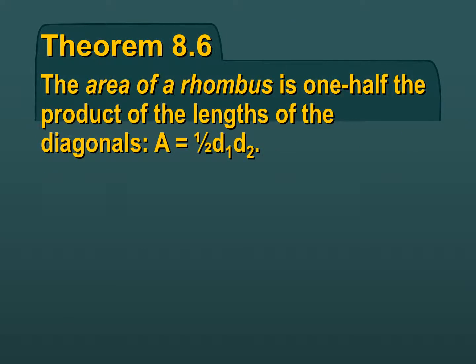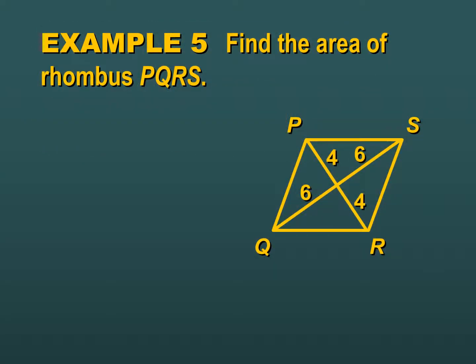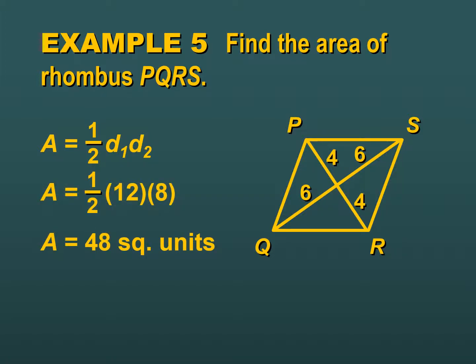Another formula for a rhombus, if you don't have the base and the height of the rhombus, but they give you the length of the diagonals, you can still find the area. So the area of a rhombus is 1/2 the product of the diagonals, diagonal 1 times diagonal 2. Let's do an example of that. Here we have a rhombus, and they give us that this length is 4, this length is 4, this length is 6, and this length is 6. They don't give us the height or the base, but they give us both of the diagonals. So we'll use the formula 1/2 the product of the diagonals. This diagonal is 6 plus 6, so that's 12. And this diagonal is 4 plus 4, so 8. So 1/2 times 12 times 8 is 48, and we have square units for our units.